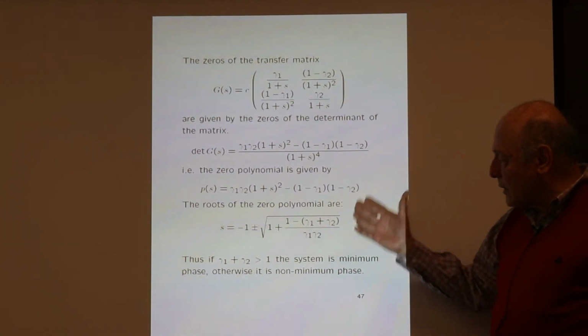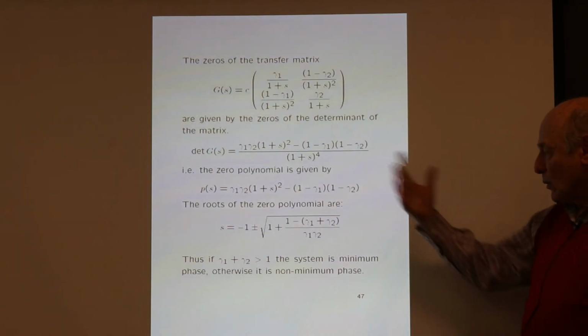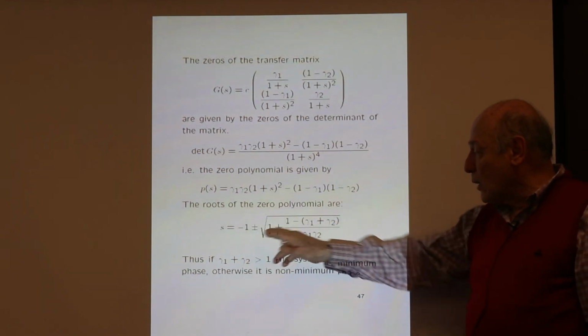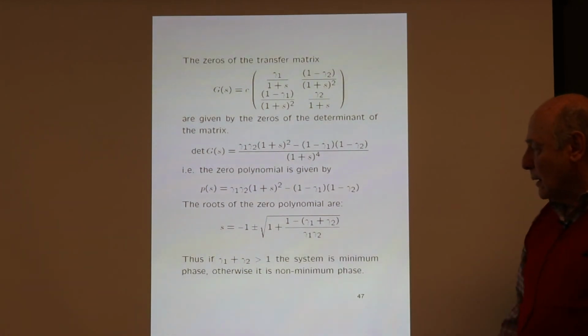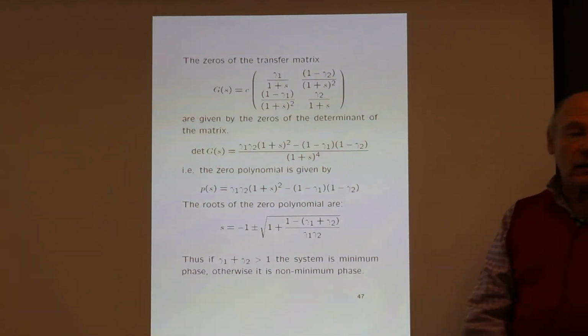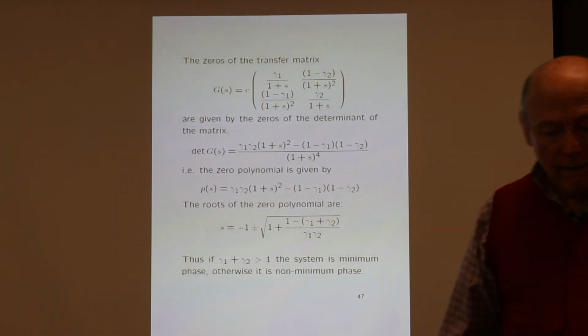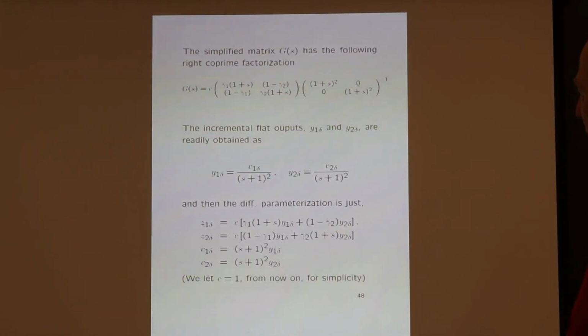But if gamma 1 plus gamma 2 is larger than 1, then the system is minimum phase because the 2 zeros are maybe complex, but they have a negative real part. But if gamma 1 plus gamma 2 is smaller than 1, then the system is non-minimum phase, because now the two roots have a positive real part.